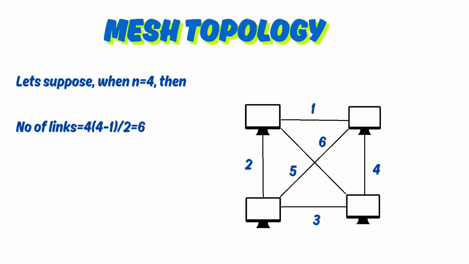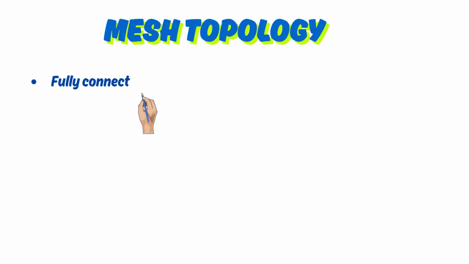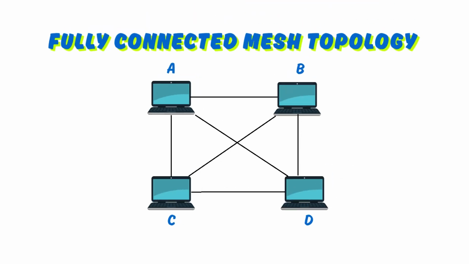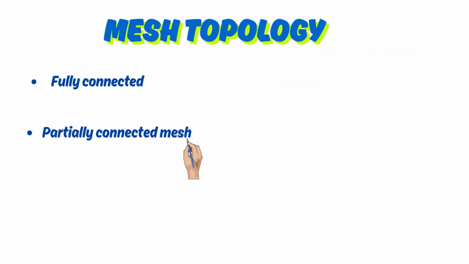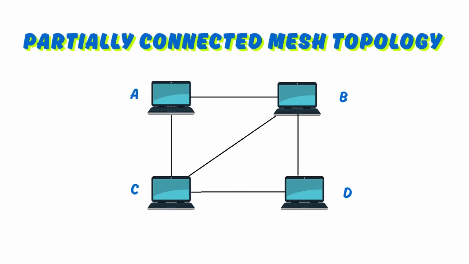The mesh topology has two different structures, such as fully connected mesh topology or partially connected mesh topology. In fully connected, every device must be connected with every other device in the mesh network. While in partially connected topology, it is not necessary for every device to be connected with every other device in the network, as given in the diagram.